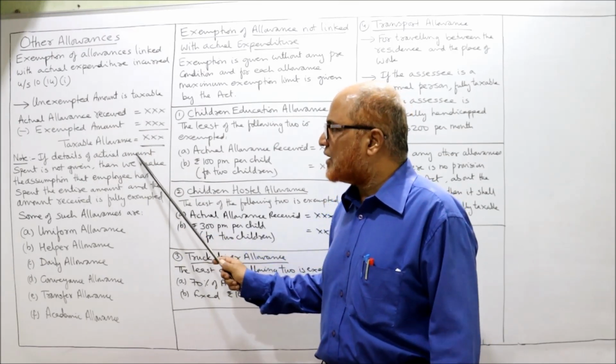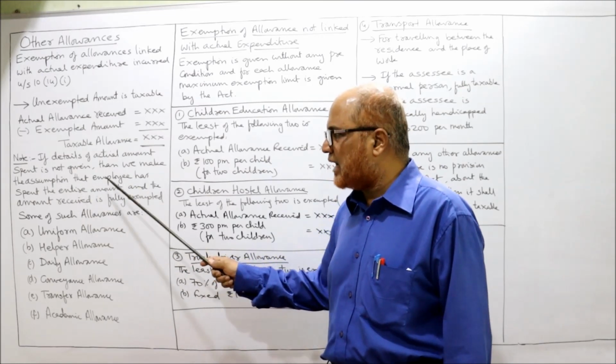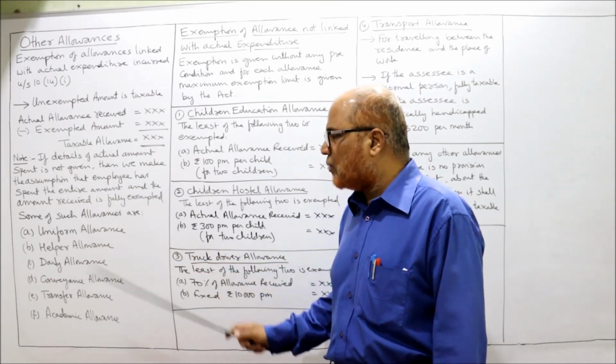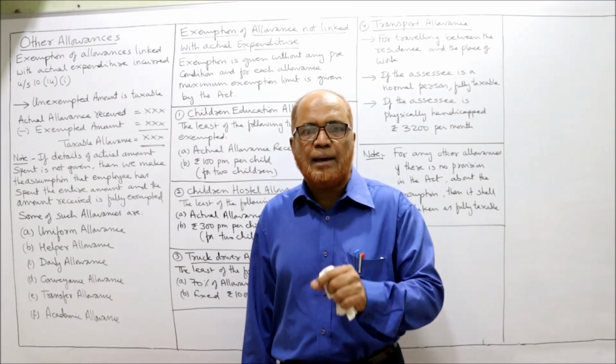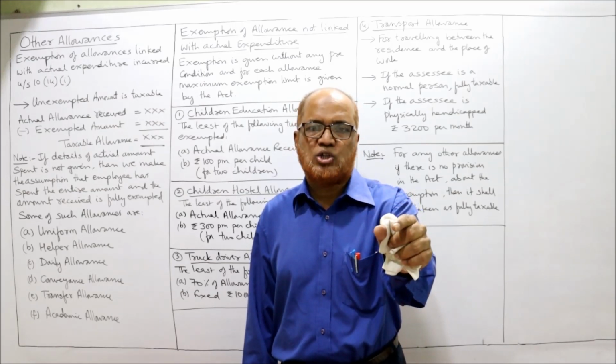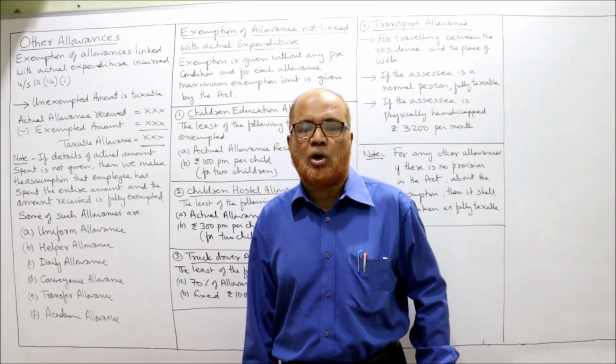If details of the actual amount spent are not given, then we make the assumption that the employee has spent the entire amount and the amount received is fully exempted. For a particular purpose, the employer has given the expenditure. Then we have to see how much expenditure he has spent and how much he has not spent.